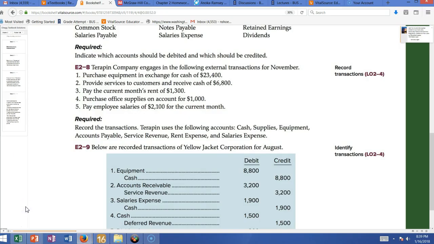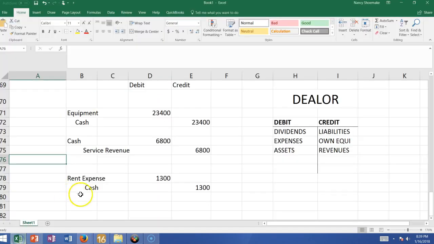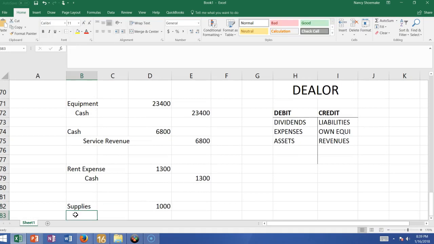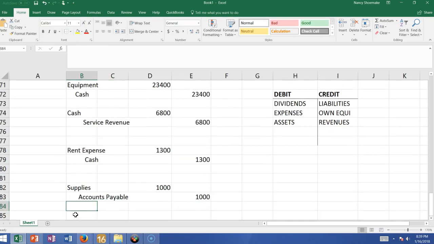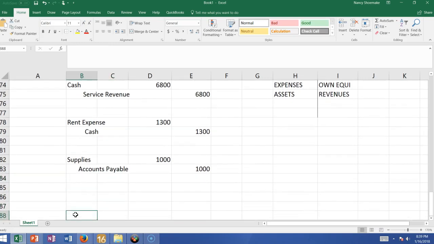Next, purchase office supplies on account for $1,000. Supplies gets debited, and accounts payable is credited. Supplies gets debited for $1,000, and accounts payable gets credited for $1,000. Okay?